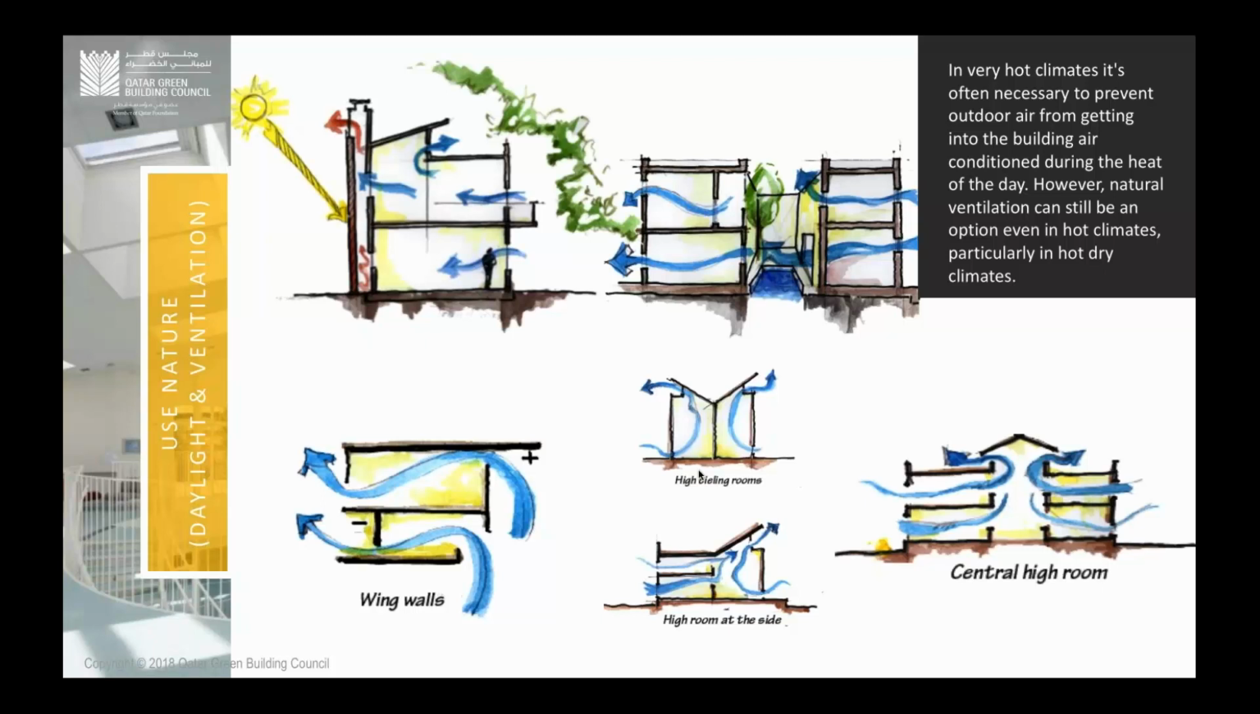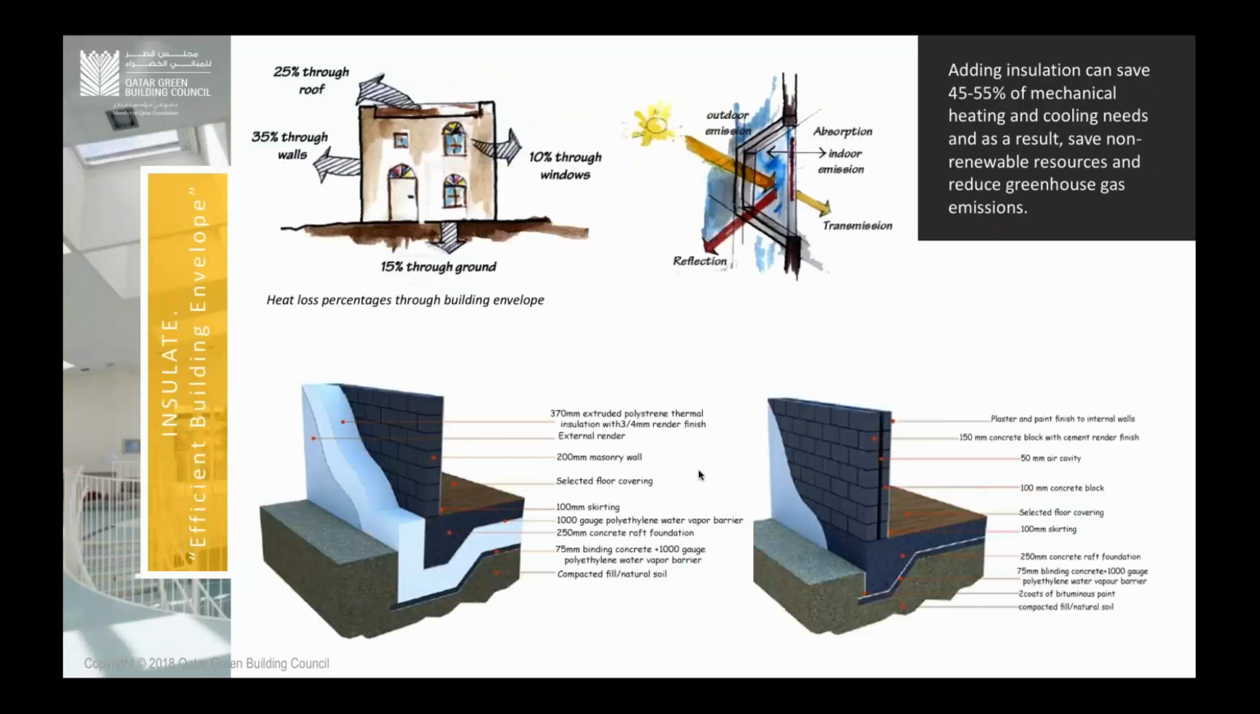Wind movement and natural ventilation: making use of the difference between positive pressure and negative pressure, and the very basic principle that colder air is heavier than warmer air. So how to utilize these principles in the space, and we will see more of these at a later stage. Insulation, for the efficient building envelope, is a very important piece.